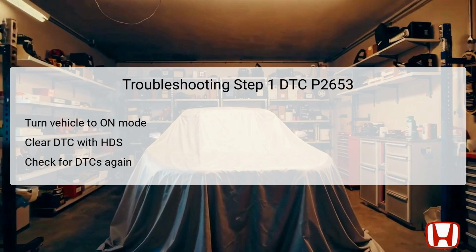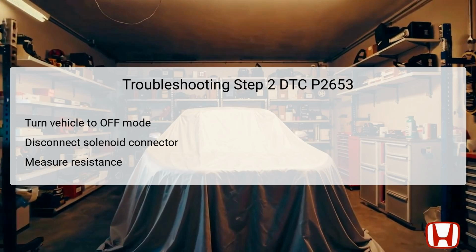Should it not be present, the issue may be intermittent, warranting a check of connections at the rocker arm oil control solenoid and the PCM. In the second troubleshooting step, the technician must first turn the vehicle to the off, lock mode, ensuring all electrical systems are inactive to safely perform the next steps.